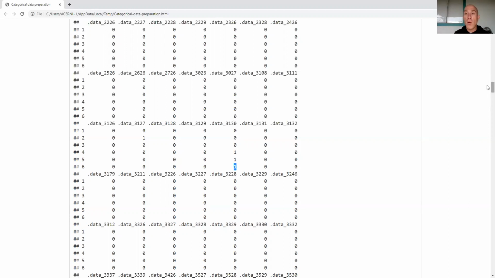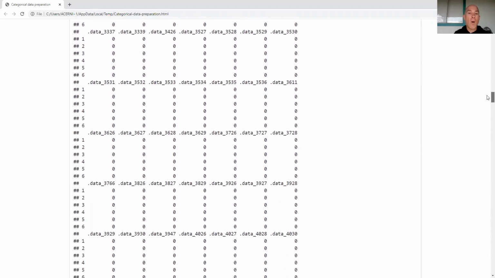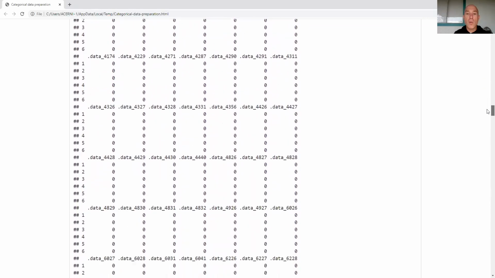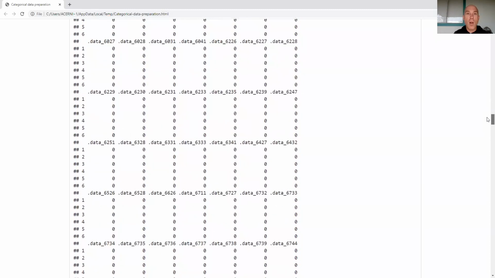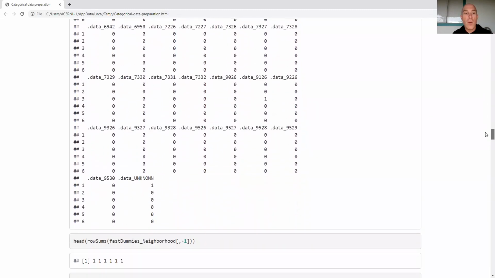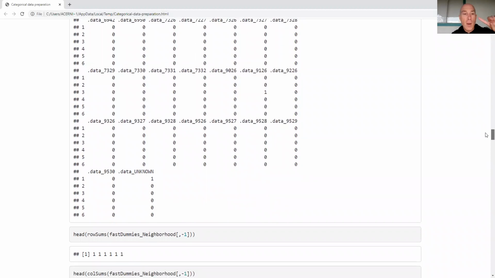If I look through here, holy cow, that is a lot of columns. It generated a bunch of columns for me. This is too much to use. And remember, if I'm doing predictive analytics, machine learning, data mining, the more predictors I have, the more prone to overfitting I am. So I have to watch out. If I use this data as is, I am exposing myself to overfitting very severely.